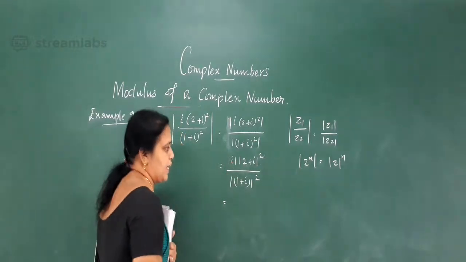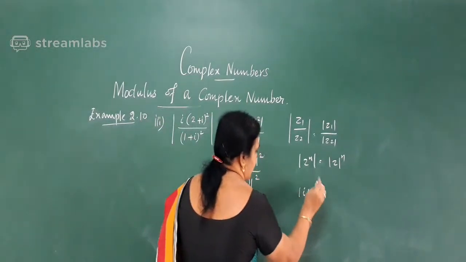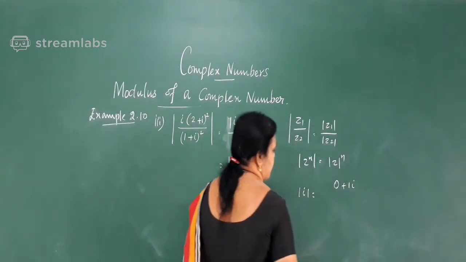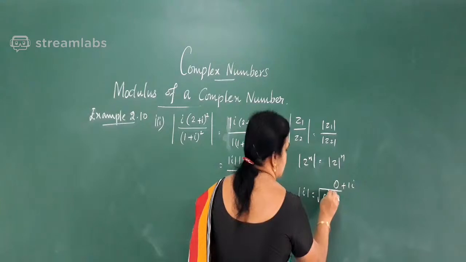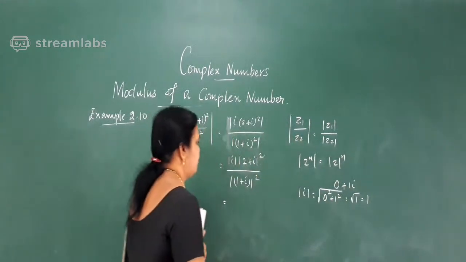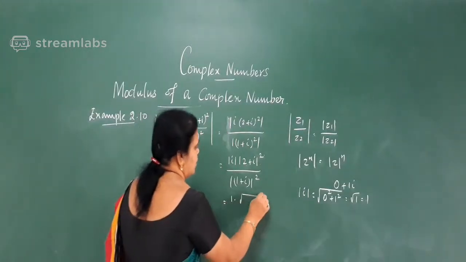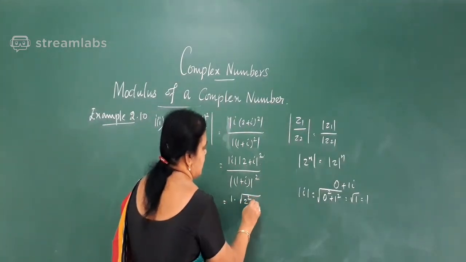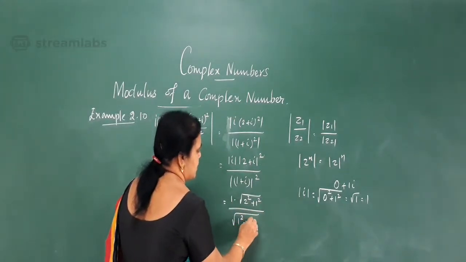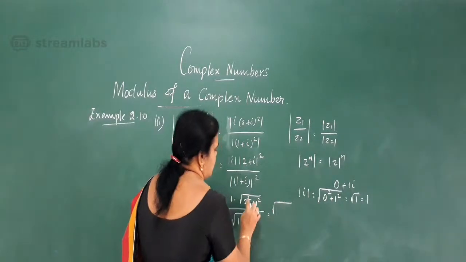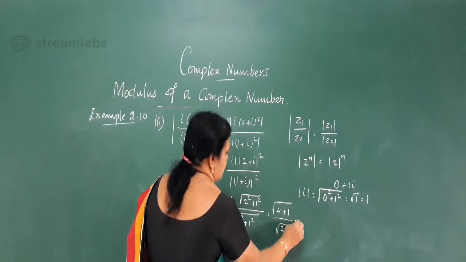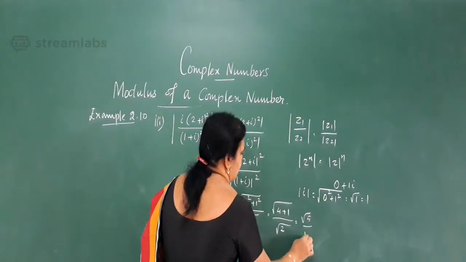What is the modulus of i? Now, modulus of i means there is no real part, only the imaginary part is there. So 0 square plus 1 square, root 1, is equal to 1. Then 1 into root of 2 square plus 1 square by root of 1 square plus 1 square. 2 square is 4, plus 1, by root 2.